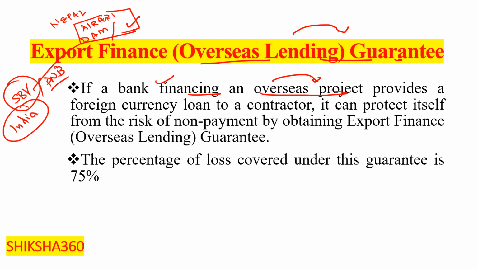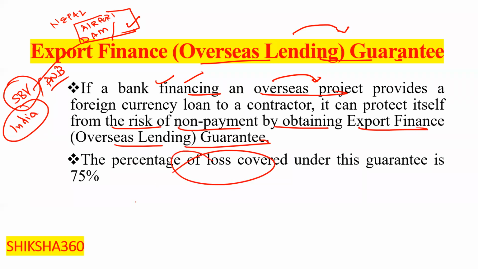If a bank financing an overseas project provides a foreign currency loan to a contractor, it can protect itself from the risk of non-payment by obtaining the export finance overseas lending guarantee. And the percentage of loss covered under this guarantee is 75%.